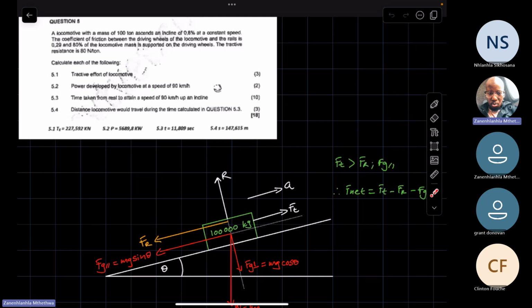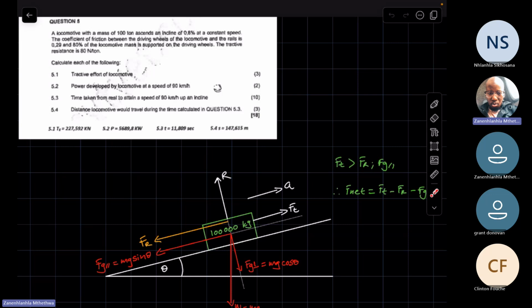A locomotive with a mass of 100 tons ascends an incline, right? So by ascends, it means it is going up the incline. If it was descending, it would mean that it is going down the incline. So the locomotive with a mass of 100 tons ascends an incline of 0.8% at a constant speed.